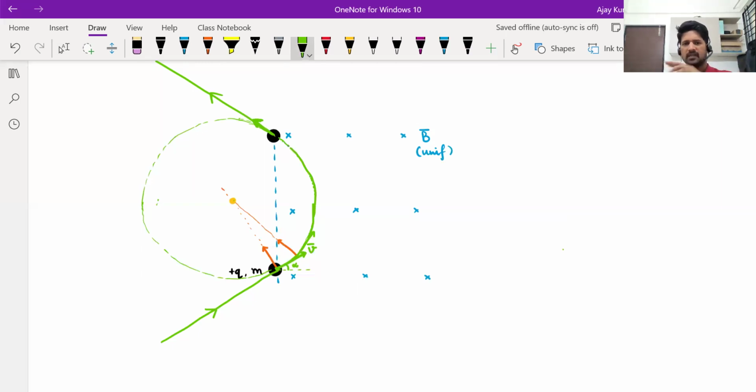So is the idea clear to all of you? Are you able to understand why it happens like this? If you have any doubts, you can ask.